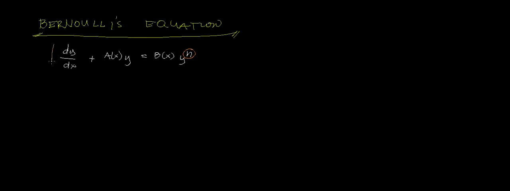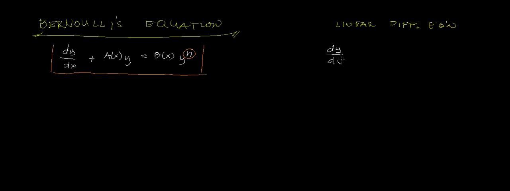Okay, so this form here is the Bernoulli equation. Last time we discussed the first order linear differential equation. Our standard form for this one is dy over dx plus some function of x, let's call it p of x, times y, is equal to q of x, or some function of x alone on the right side of the equation.